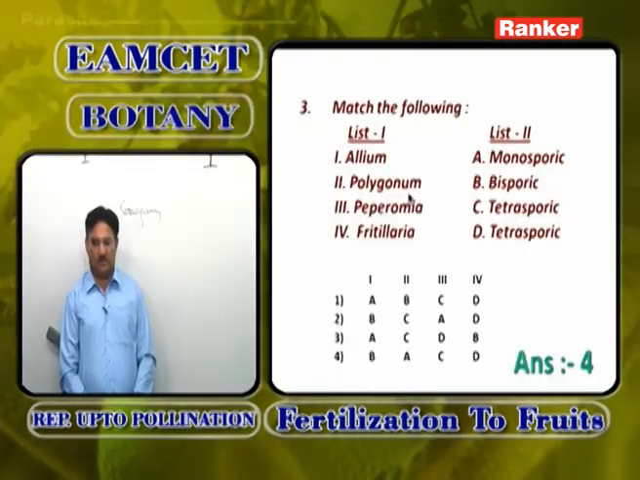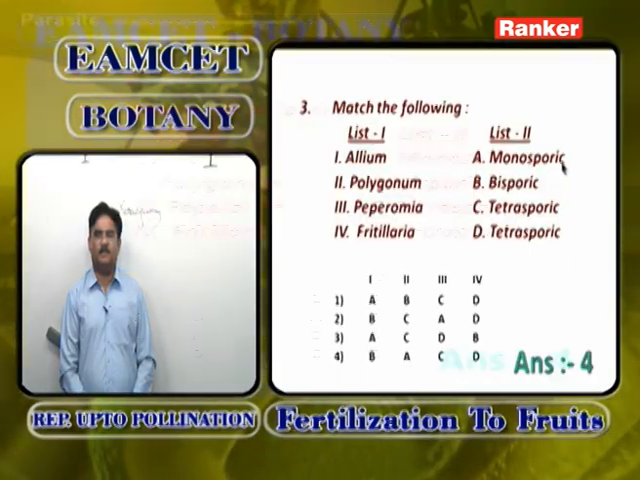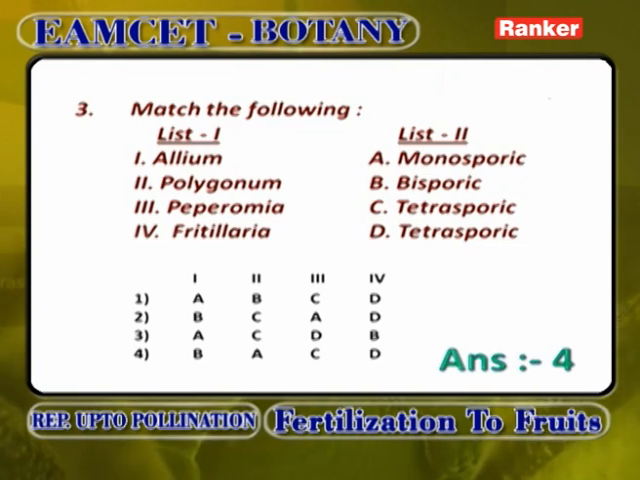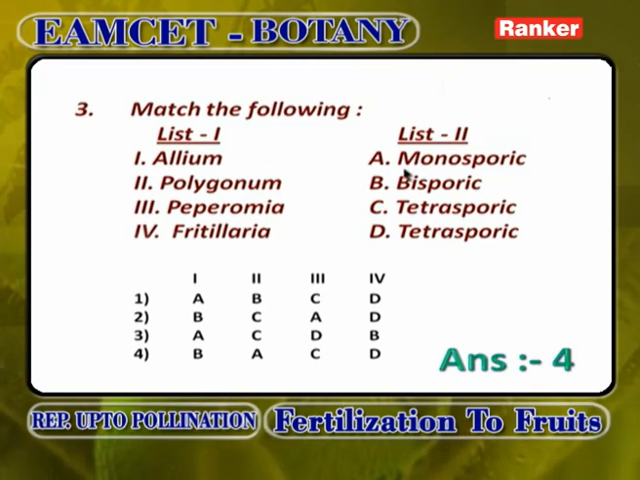Polygonum we all know is monosporic. So, in Polygonum 3 megaspores disintegrate and 1 megaspore is functional. Peperomia and Fritillaria are tetrasporic. That means all the 4 megaspores are functional and they produce an embryo sac. So, Allium, Polygonum, Peperomia, Fritillaria. Answer is B, A, C, D. Bisporic, monosporic, tetrasporic and tetrasporic.